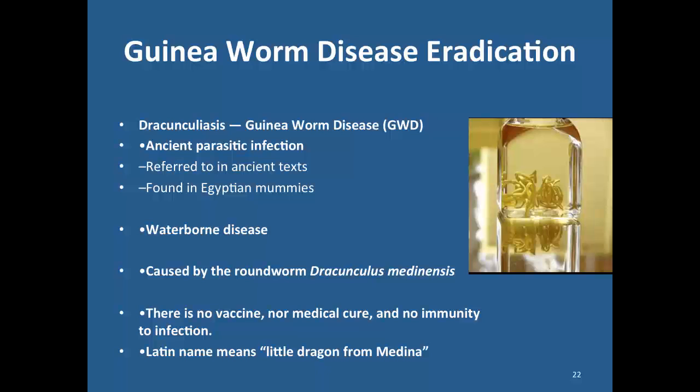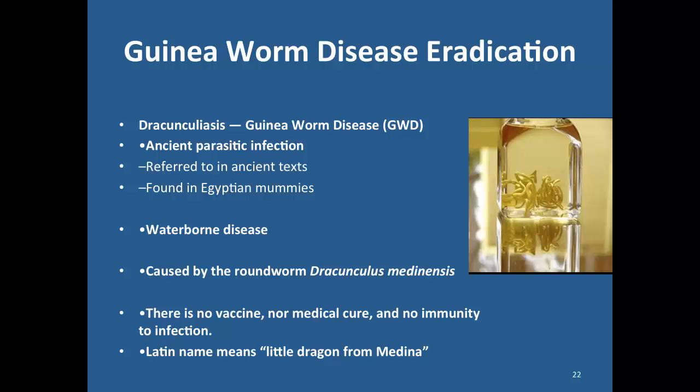The next disease we're going to discuss is guinea worm disease. Guinea worm disease is not eradicated at this point in time. It is one of the ones that is targeted for eradication. Unlike smallpox, which is a virus, this is a parasitic disease. It's a worm, and it is also very ancient. It's been known in the ancient texts. It's been found in mummies.